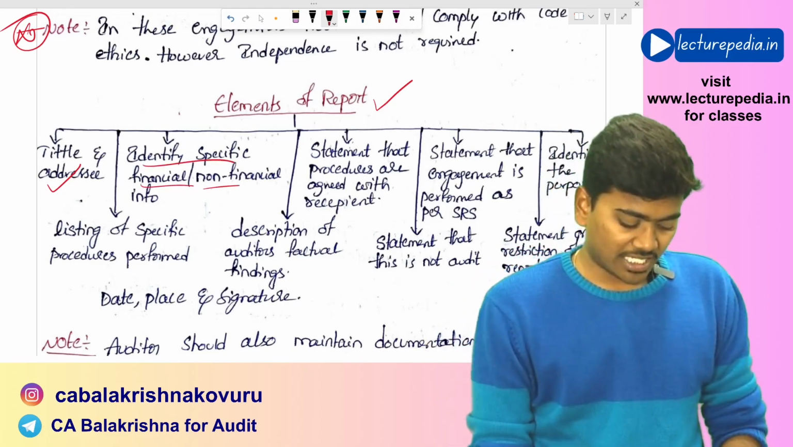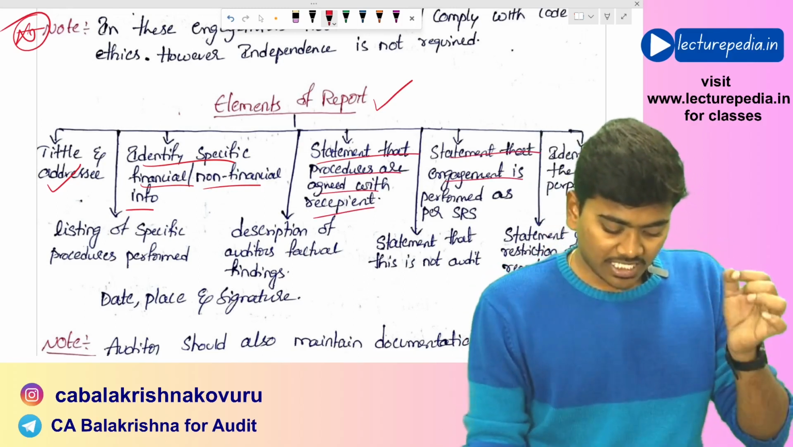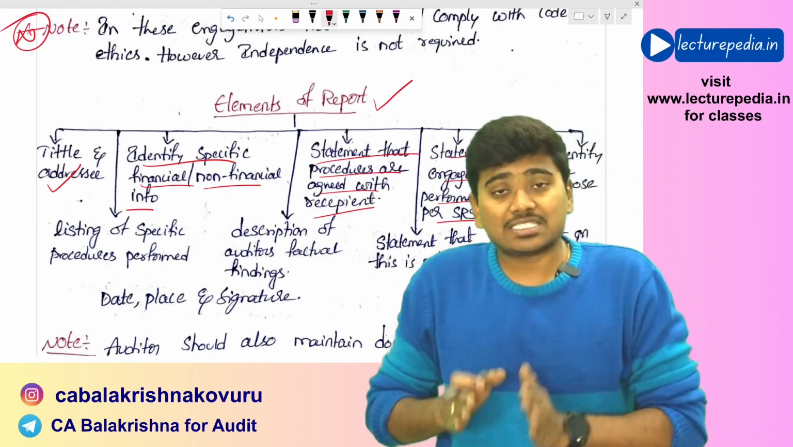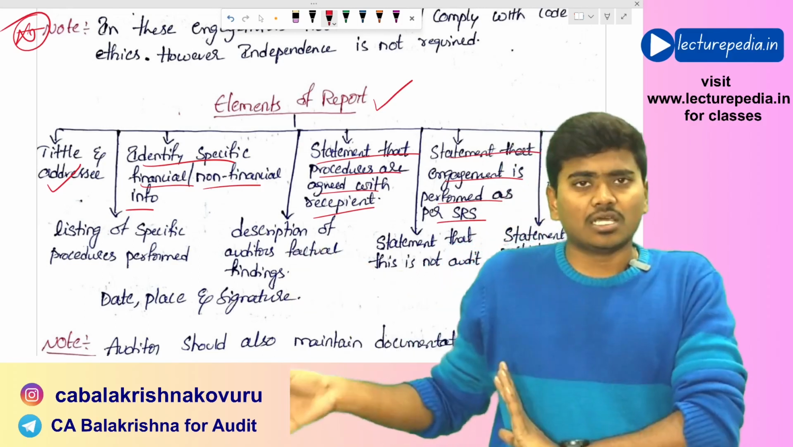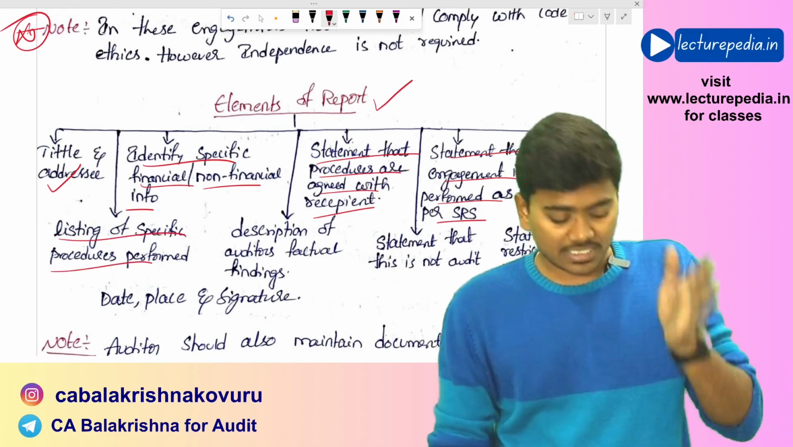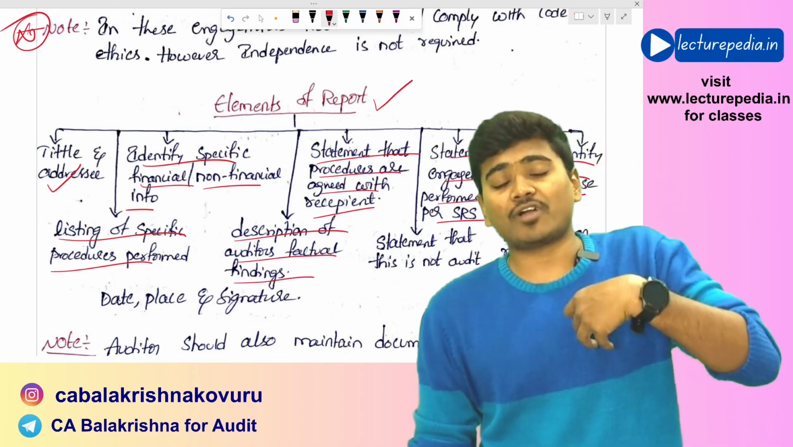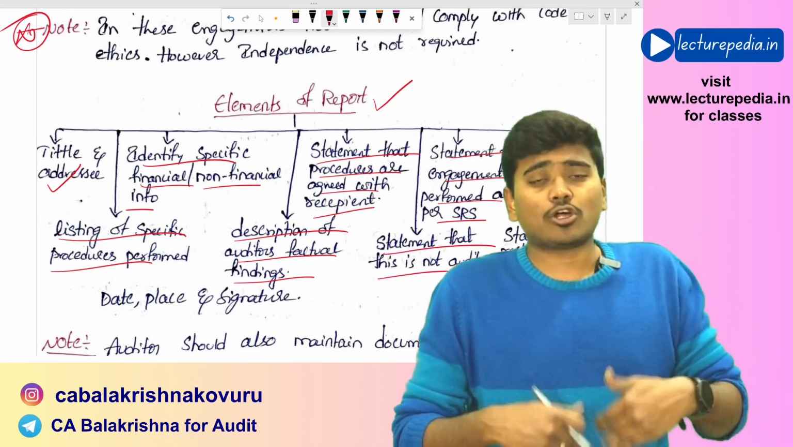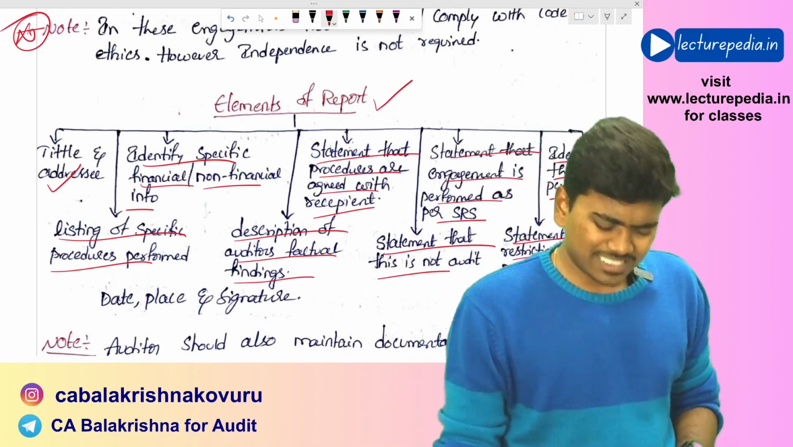See, identify specific financial or non-financial information, statement that procedures are agreed with the recipient, statement that the engagement is performed as per SRS. Okay, this engagement I have performed as per SRS 4400. This point he needs to mention in the report. And identify the purpose of the engagement, listing of specific procedures that he has performed, description of the auditor's factual findings. By performing those procedures, what findings, what facts he has found, that he needs to describe. Statement that this is not an audit, so he will not be providing any assurance, he will just be providing factual findings. And statement on restriction of report.